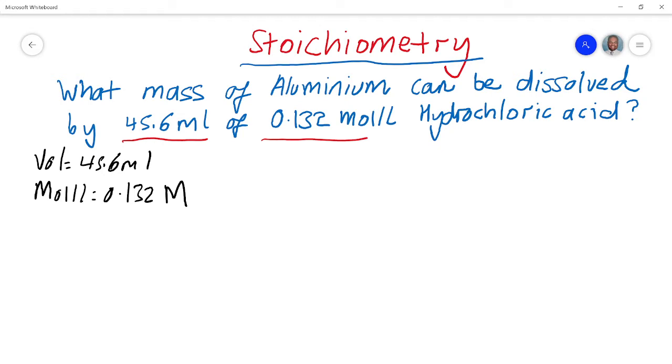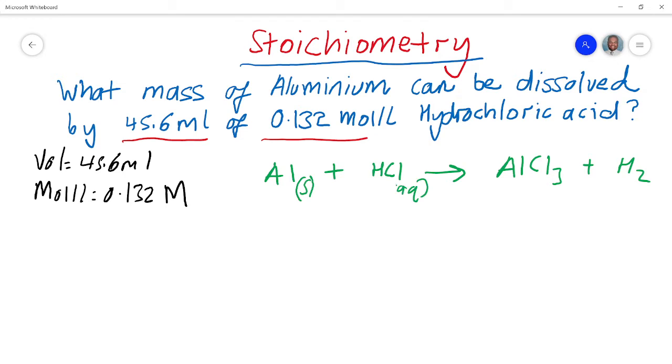So we have a reaction between aluminium and hydrochloric acid. When an acid reacts with a metal, you get a salt and hydrogen. In this case, my salt is aluminium chloride, and hydrogen gas. We need to balance this equation. We want to ensure that the equation is correctly balanced. We've got solid aluminium and aqueous hydrochloric acid giving aluminium chloride and hydrogen gas.